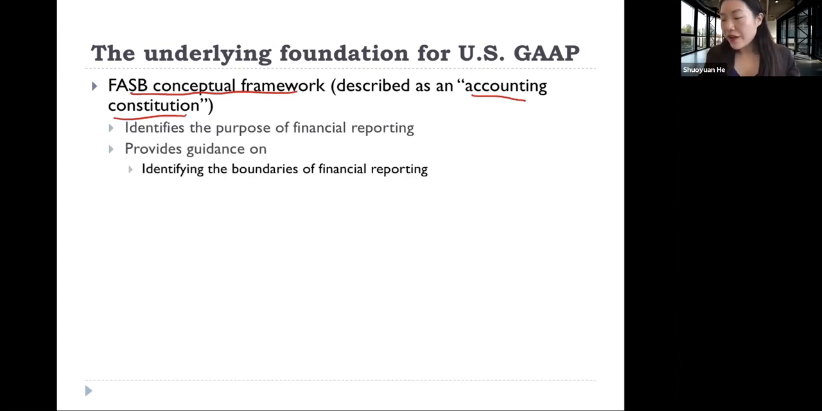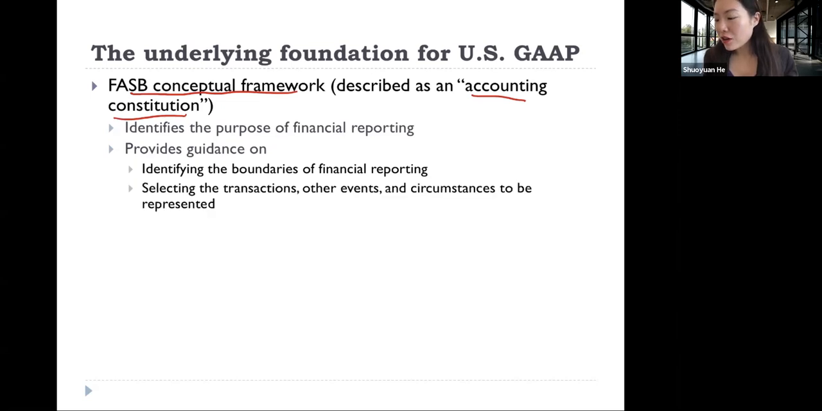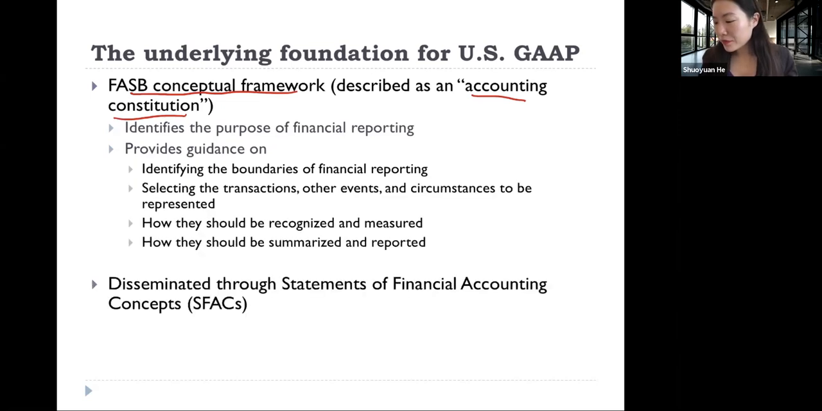Specifically, FASB's conceptual framework identifies the purpose of financial reporting. So what is the purpose of financial reporting? It is identified in FASB's conceptual framework. It also provides guidance on identifying the boundaries of financial reporting. So what are the boundaries of financial reporting?